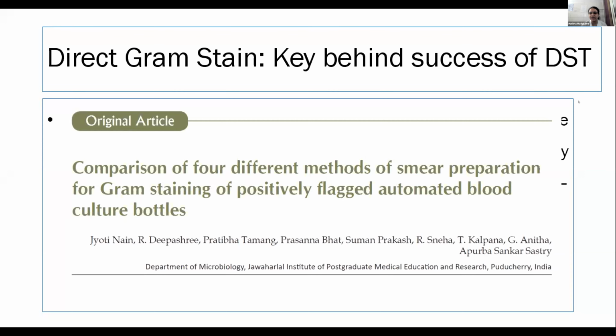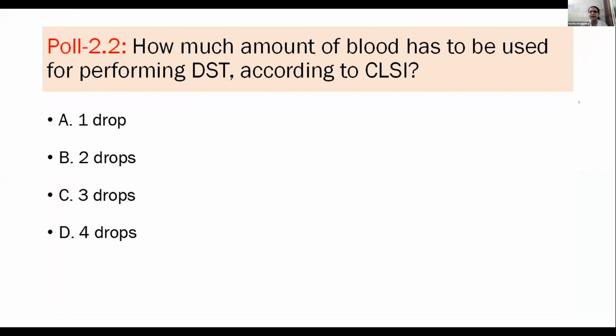Now another question for you. Based on the guidelines, that is CLSI and EUCAST, there are a little bit of differences in them. That is, how much amount of blood has to be dispensed for the DST, or how much is the incubation time in the CLSI guidelines and the EUCAST guidelines. First, let us see how much amount of blood has to be used for performing the DST according to CLSI. These are the options: 1 drop, 2 drops, 3 drops, or 4 drops.